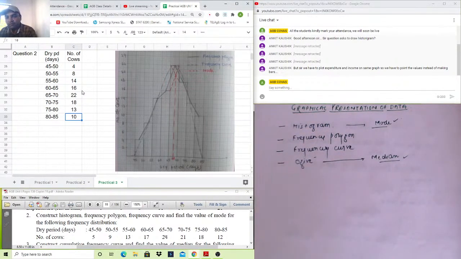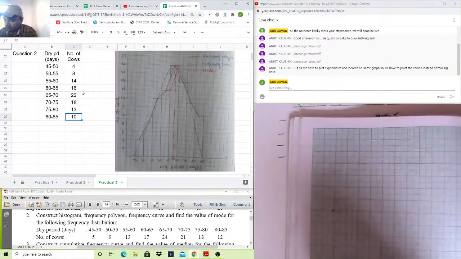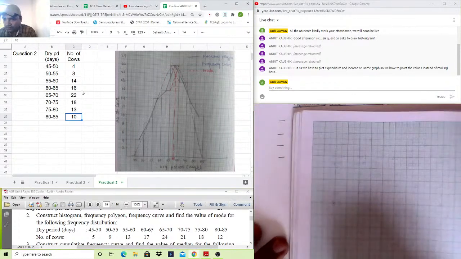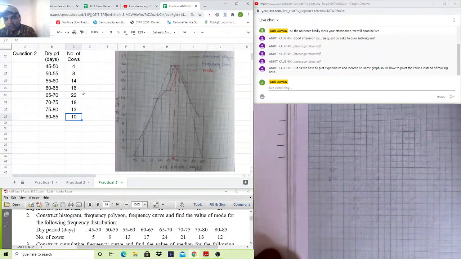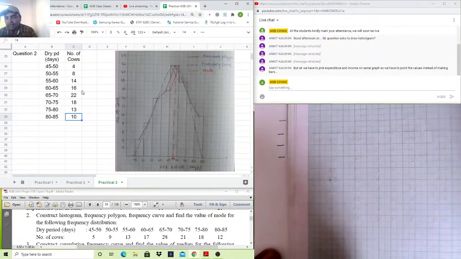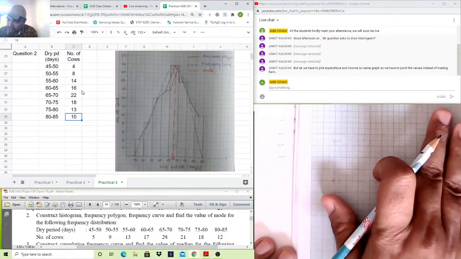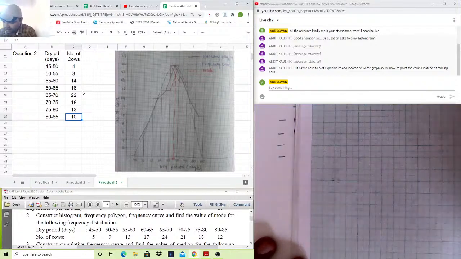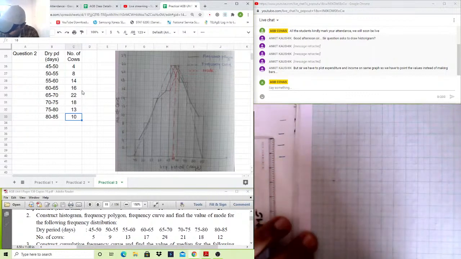Next, on one side we have to take the number of cows, and on the other side we have to take the continuous frequency distribution, that is, the dry period in days. Basically, now we will be constructing this. So we have to see what the upper limit and what the lower limit is. Again, 22 is the upper limit and 4 is the lower. We will be taking the difference of 2.